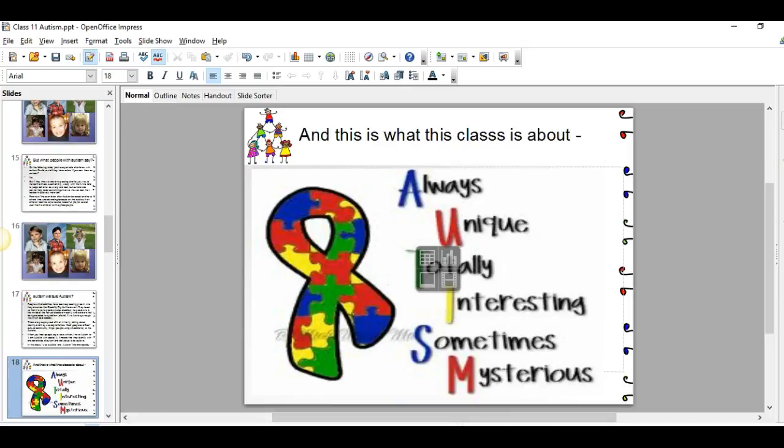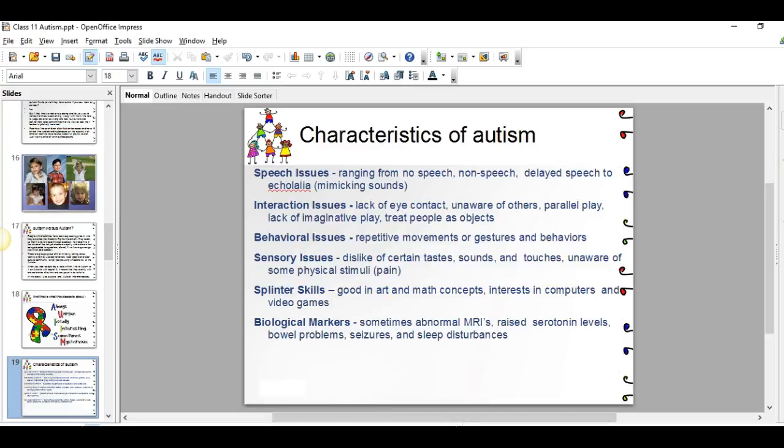And this is what this class is about: that people with autism are always unique, totally interesting, and sometimes mysterious. Here are some characteristics of autism. Autism may affect speech, interaction, behavior, and sensory issues. Also, you can see some splinter skills, which are isolated skills like art or math, or computer skills that the child is very good at.